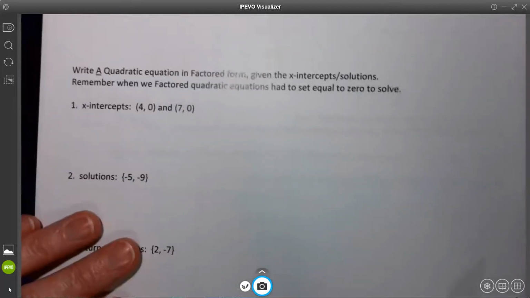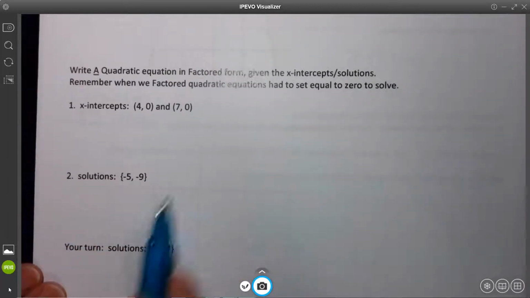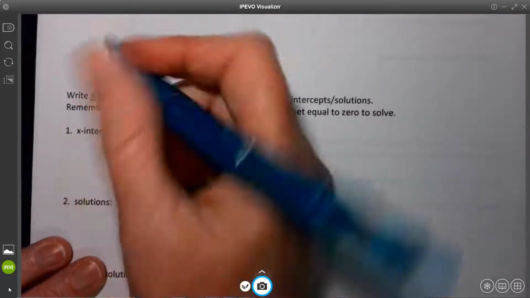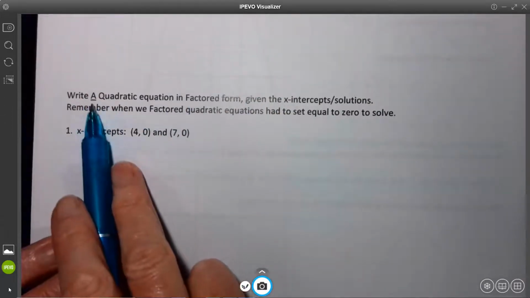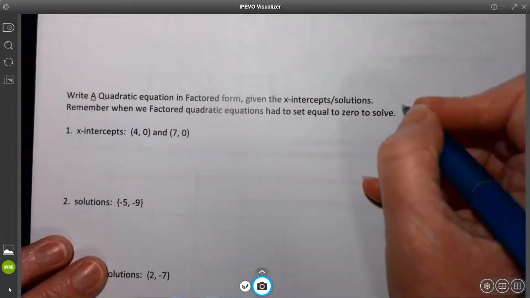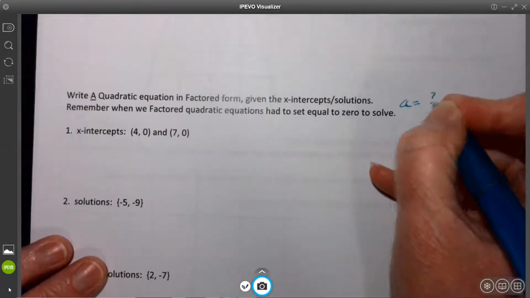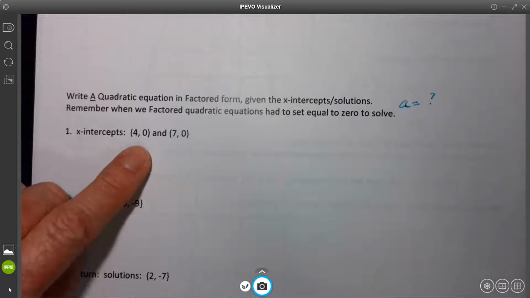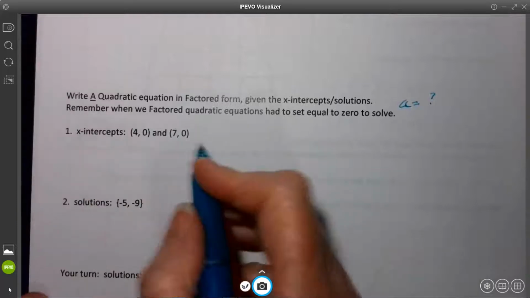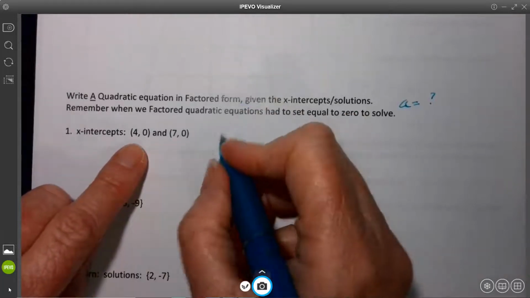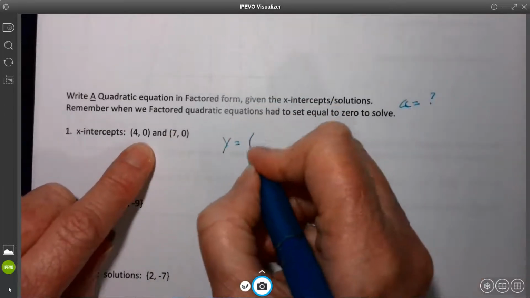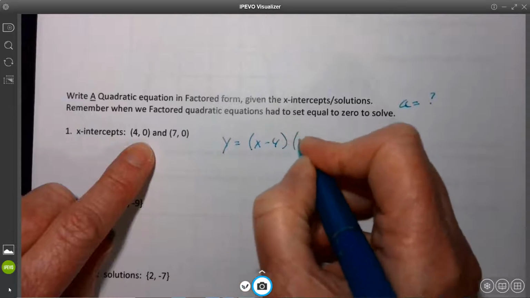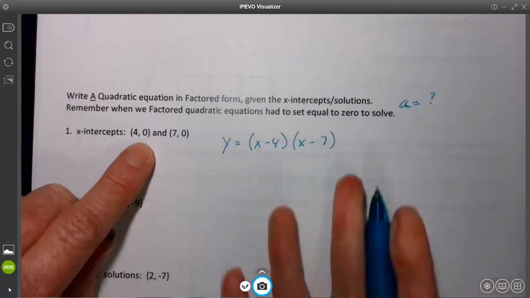Okay, now we're just going to be given the x-intercepts or given the solutions, and we're going to have to write the equation. And we're going to write a quadratic equation. You can use anything you want for the letter a. So a can be equal to whatever you choose because this is one of many. So what I'm saying here is that I'm going to write it in factored form assuming a is 1. So y is equal to (x minus 4) times (x minus 7).